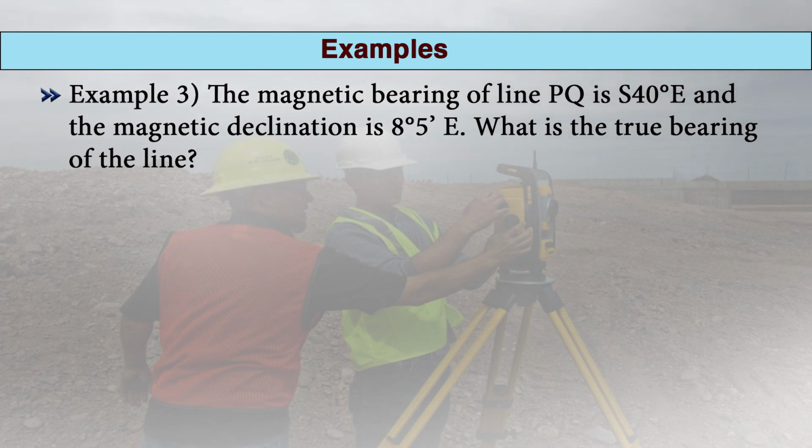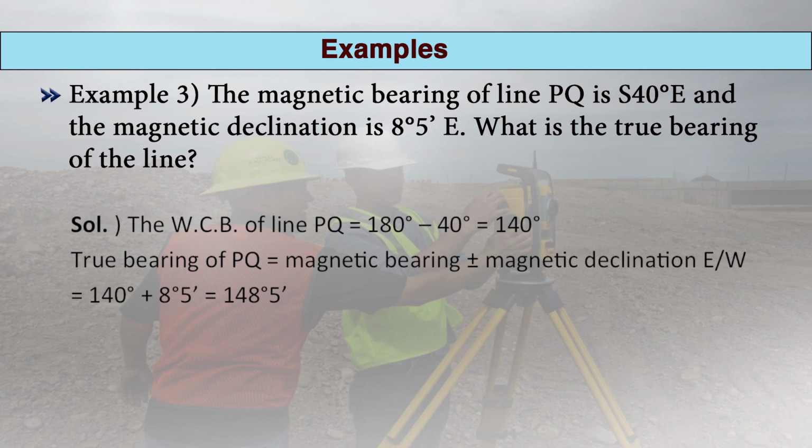In the third example, the magnetic bearing of line PQ is south 40 degree east and the magnetic declination is 8 degree 5 minute east. We have to find the true bearing of the line. To solve this question, we first convert the magnetic bearing of line PQ from the quadrantal bearing system to the whole circle bearing system. The whole circle bearing of line PQ is 180 degree minus 40 degree, which is 140 degree, since south 40 degree east lies in the second quadrant.